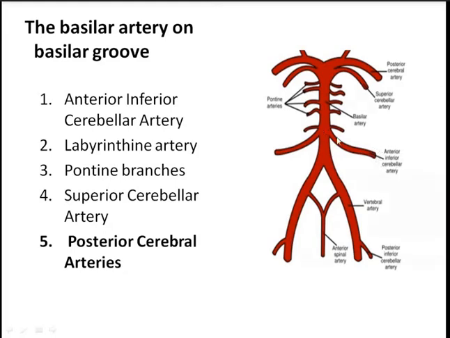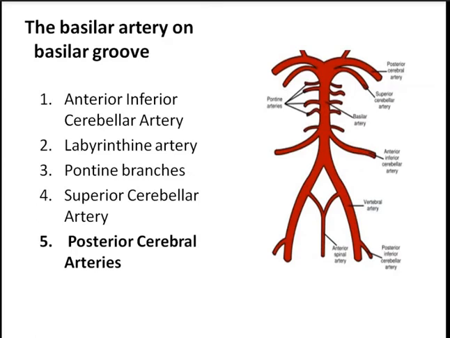Here we can see the anterior inferior cerebellar artery, the labyrinthine artery, the pontine artery or the pontine branches, superior cerebellar artery, and the posterior cerebral artery. We will discuss in detail the union of the vertebral arteries, the formation of the basilar artery and the formation of the circle of Willis during the class on blood supply to the brain.